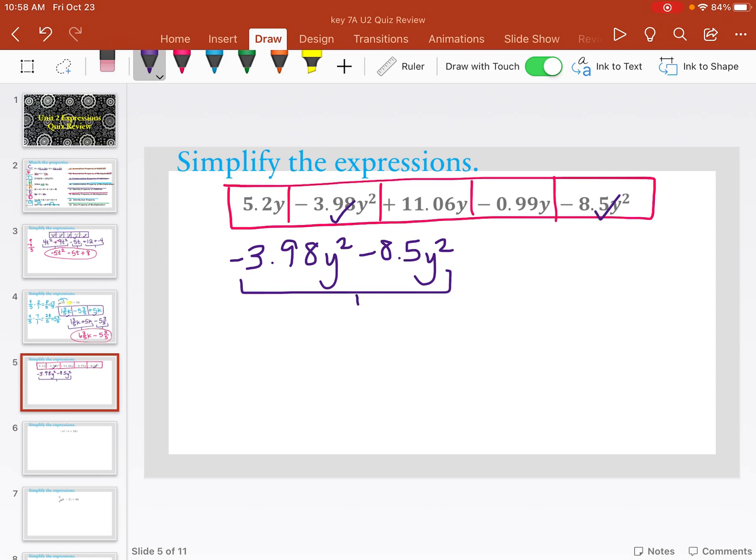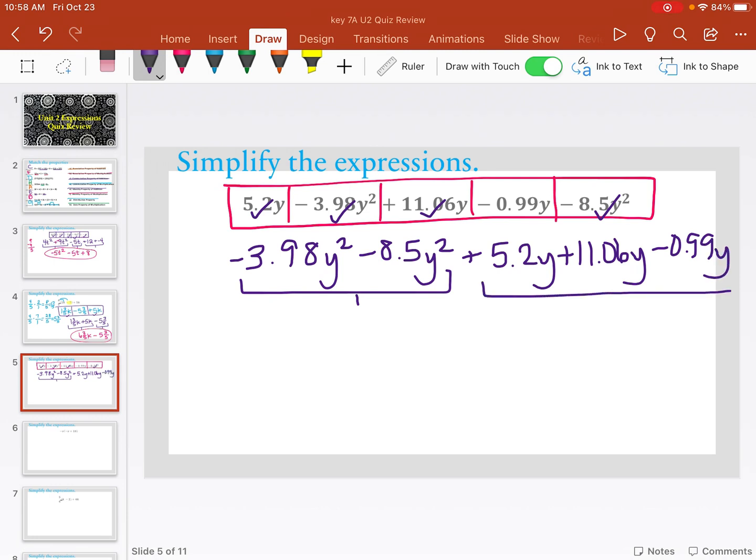Then I've got some y's. I've got 5.2y plus 11.06y minus 0.99y. All three of those go in the y family.